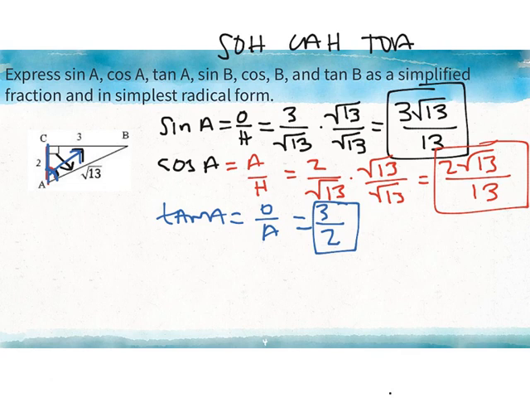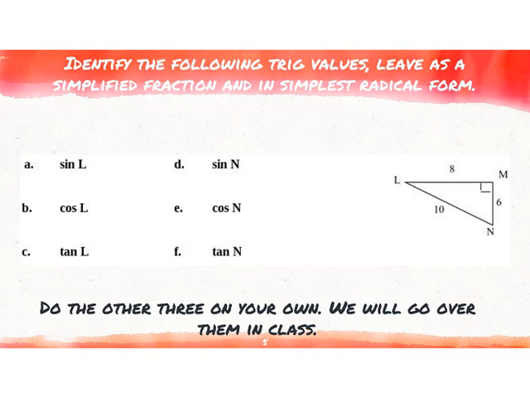So go ahead and do your sine B, cosine B, and tangent B. We will try them, and I'll check for them in class as well. You're going to identify the following trig values, leave as a simplified fraction and in simplest radical form. So here we're just identifying the sides. So again, keep writing SOHCAHTOA over and over again so that we know what our actual ratios are.